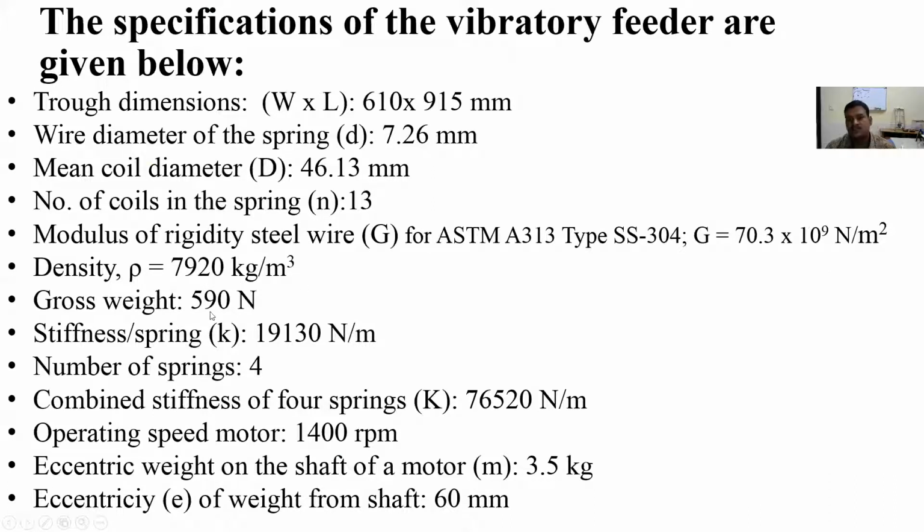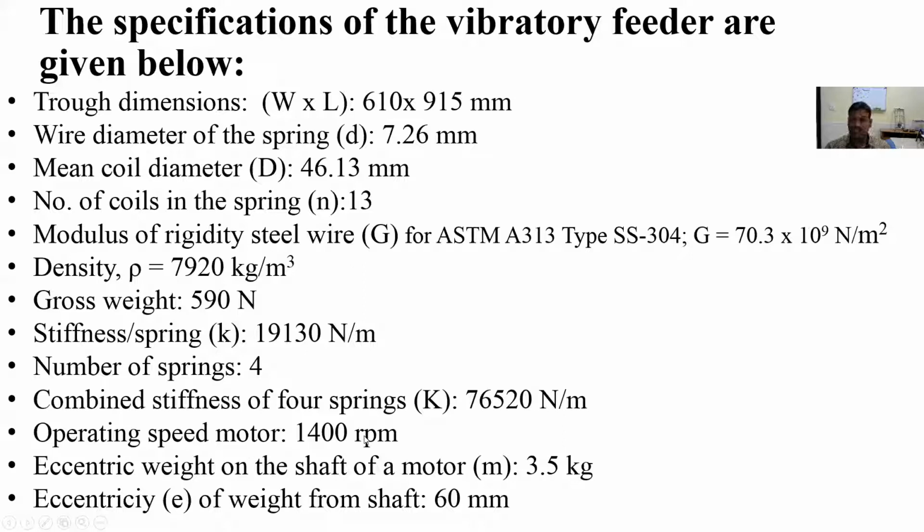Gross weight of the system: here I have taken the weight of the motor plus weight of the trough, so it's 59 kg approximately, or 590 Newton. Stiffness of a particular one spring is 19,130 Newton per meter. There are four springs, so combined stiffness of the system will become 76,520 Newton per meter.